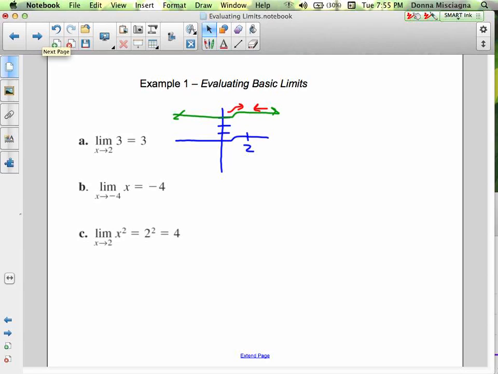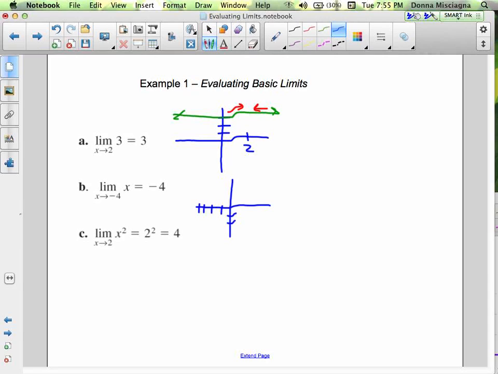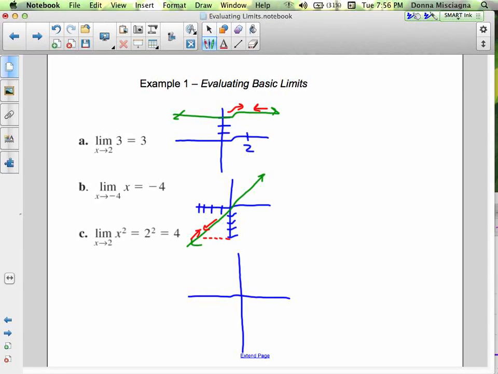Here we have an example of a linear function. So the limit of x as x approaches -4. There's our function graphed. As we approach from the left-hand side and the right-hand side, we approach the same value, -4. And then one more, the limit of x squared as x approaches 2, and this is the last time I'm just going to draw graphs. We'll be evaluating with substitution later on.